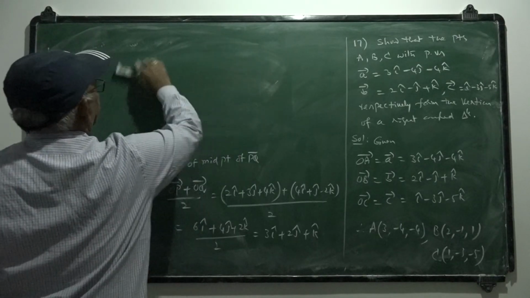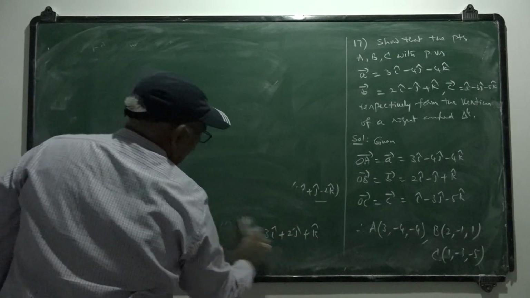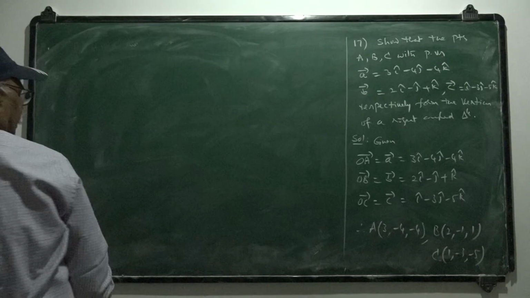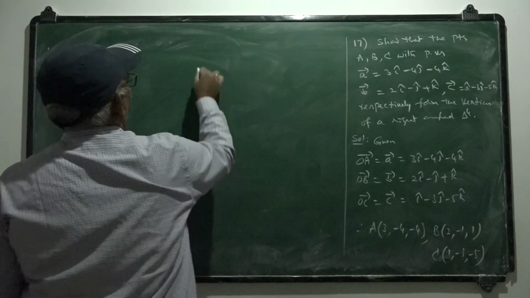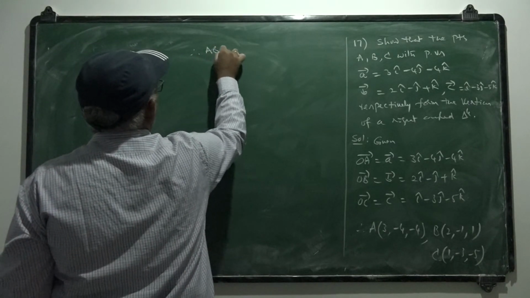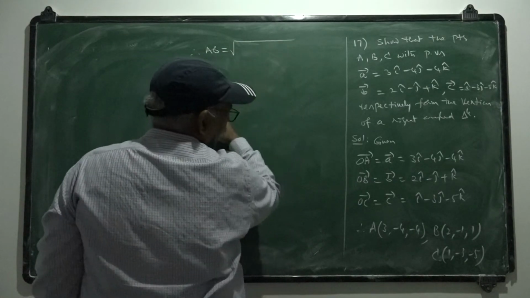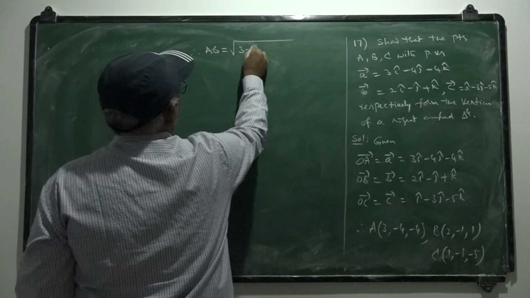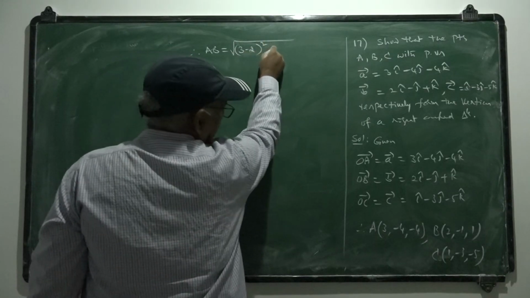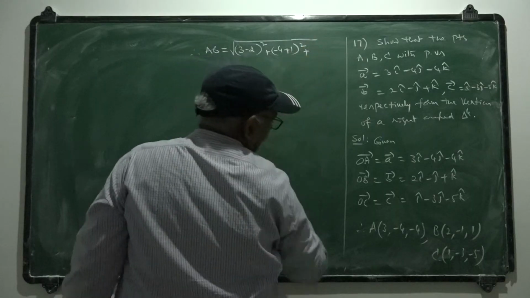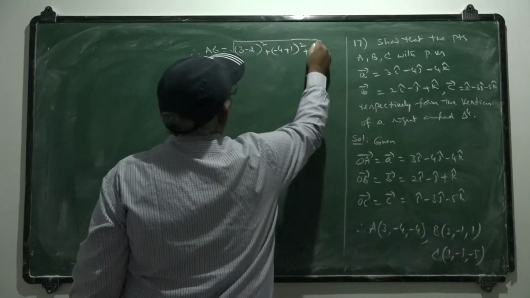Now, we have to show that these points form a right angled triangle. So, find the side length of the side AB. By the distance formula, straight away you can write 3 minus 2 whole square, plus 4 plus 1 whole square, plus minus 4 minus 1 whole square.